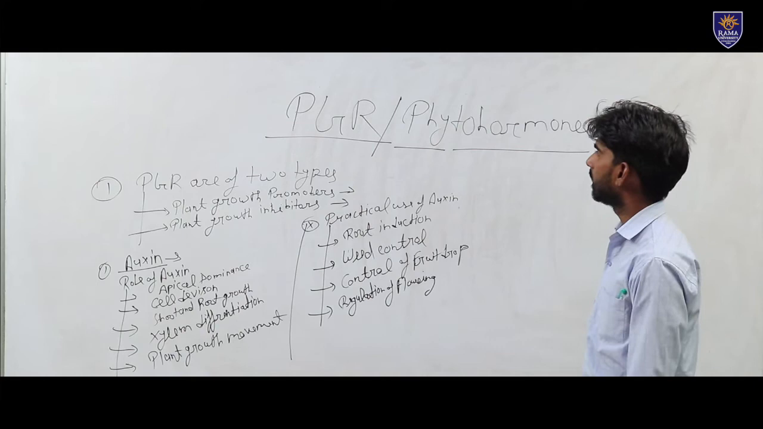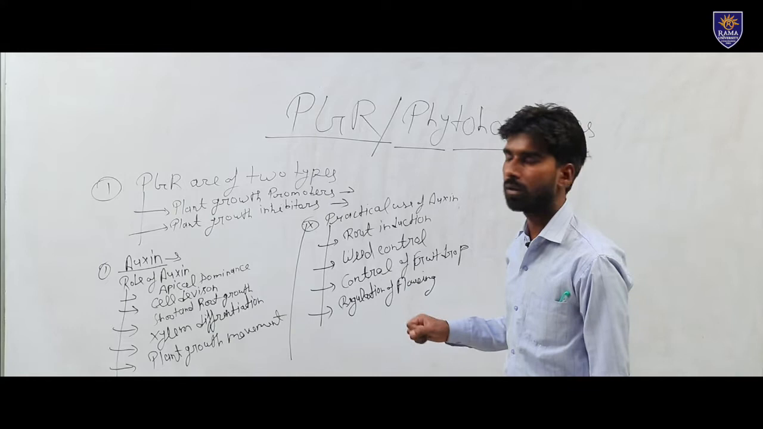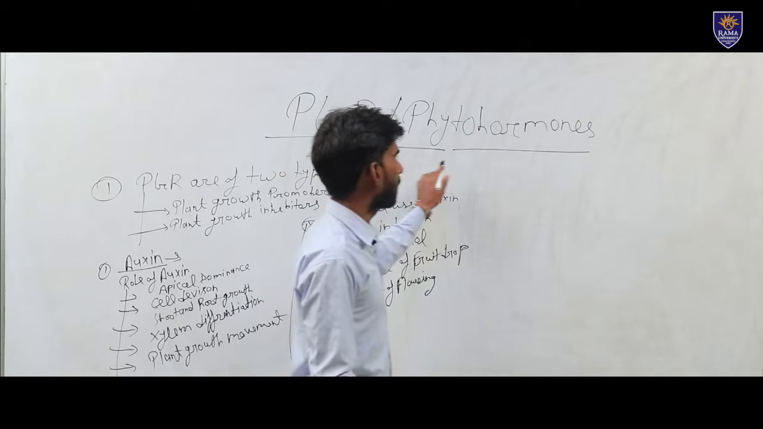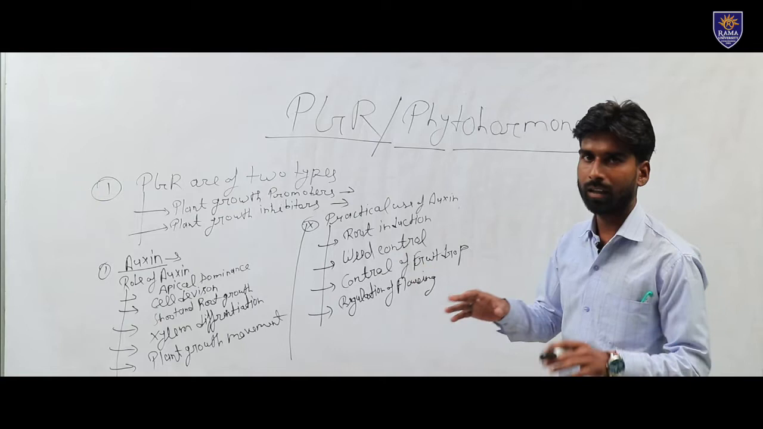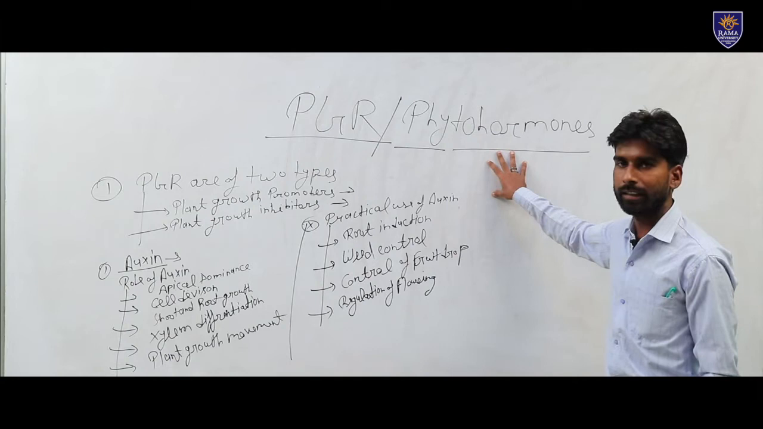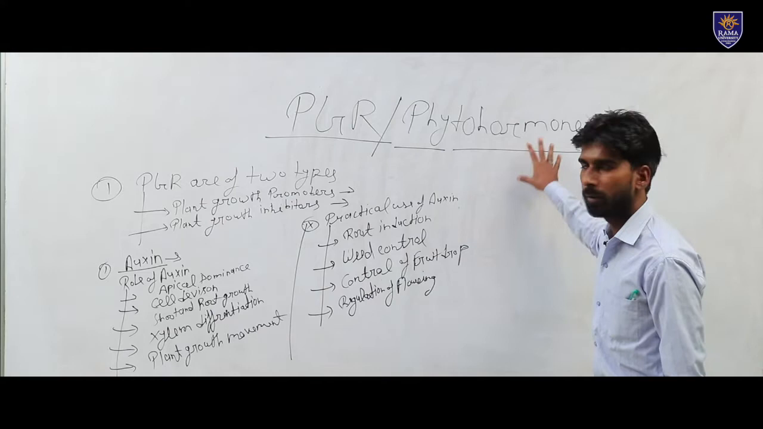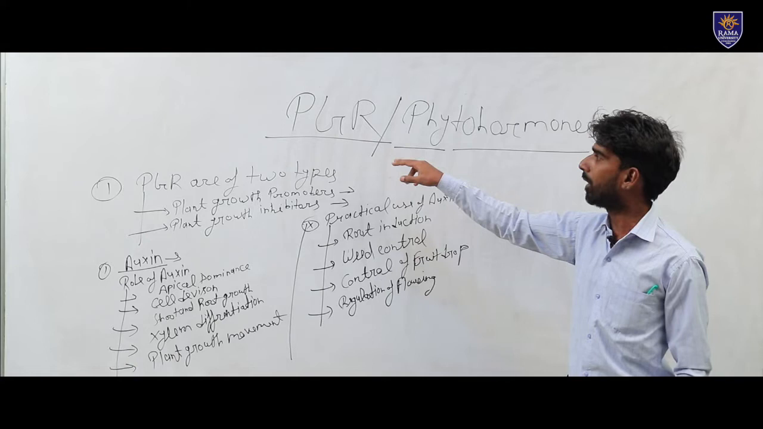Today I will discuss a very important topic for use in vegetable crops and fruit crops. You know that PGR and phytohormones are two very different terms: PGR first and phytohormones second. Most students know what PGR is, but phytohormones are a special portion of horticulture, or plant growth regulator crops. From the examination point of view, you must know what phytohormones are. So today we will talk about PGR.